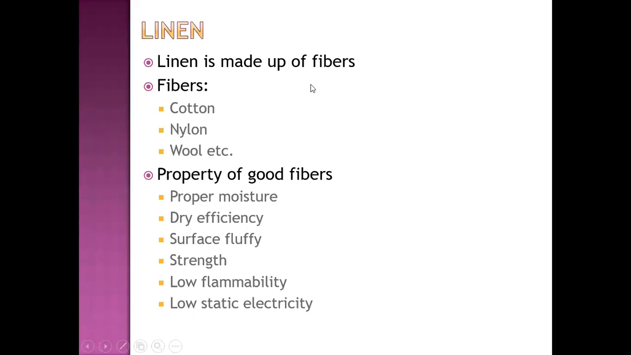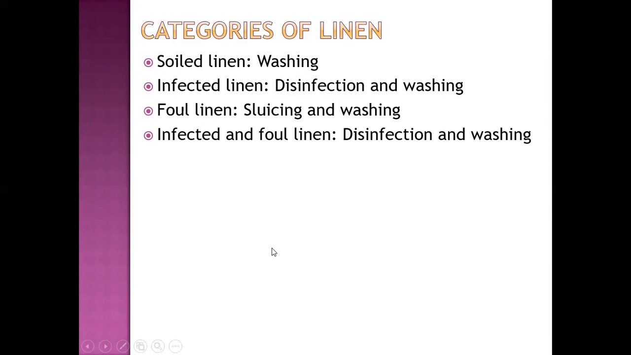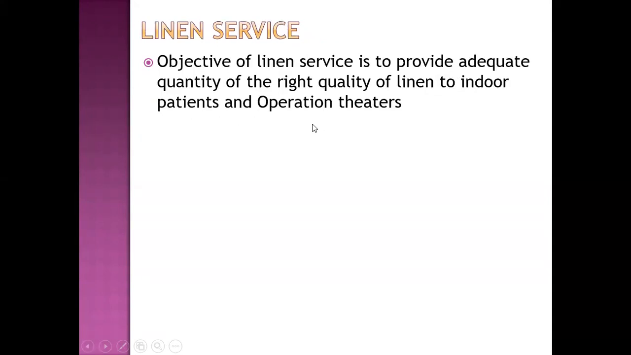So linen is made up of fibers, and fibers include cotton fibers, nylon fibers, woolen fibers, etc. Properties of a good fiber include proper moisture, dry efficiency, surface fluffiness, strength, low flammability, low static electricity. Linen can be categorized as soiled linen, which requires washing, infected linen, which requires disinfection and washing, foul linen, which requires sluicing and washing, infected and foul linen, which requires disinfection and washing. The objective of linen service is to provide an adequate quantity of the right quality of linen to indoor patients and operation theaters.